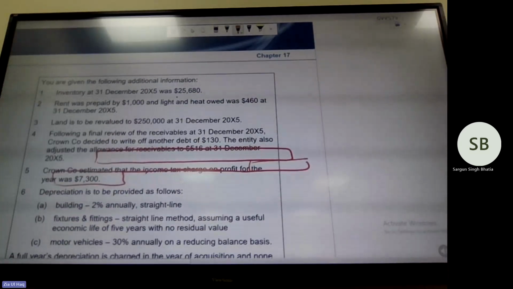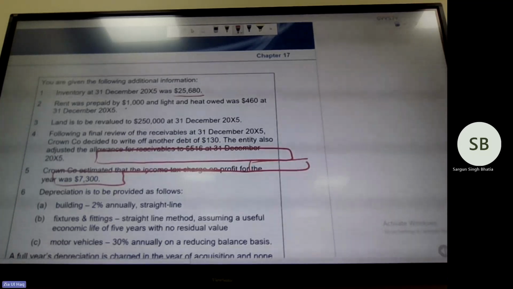Closing inventory figure is 25680. That should be deducted from cost of sale and should be recorded as a current asset in the balance sheet. Is that fine? There should be two effects of these entries. Closing inventory should be deducted from cost of sale and should be recorded as current asset in the balance sheet.